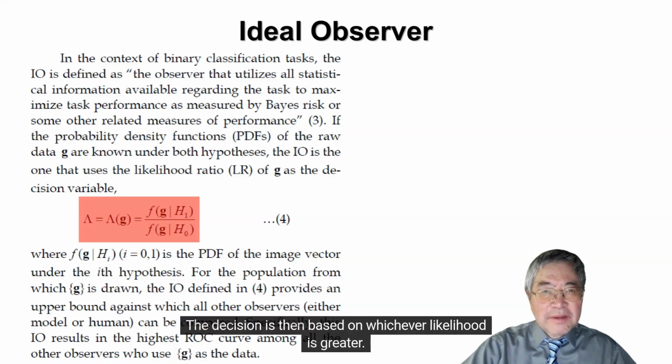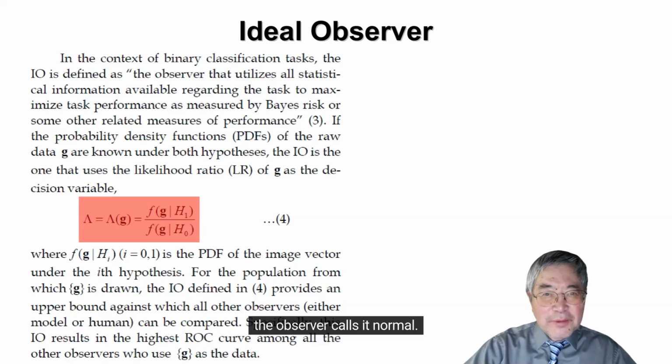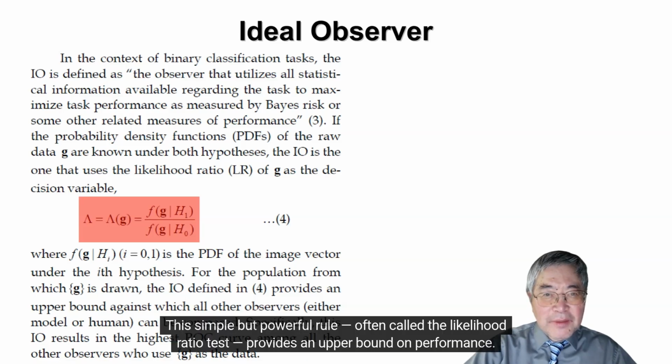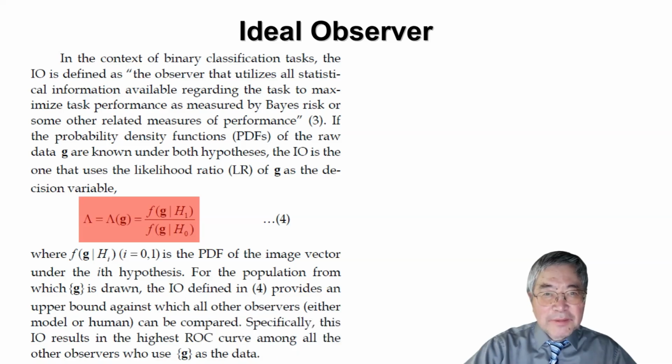The decision is then based on whichever likelihood is greater. If the abnormal case is more likely, the observer calls it abnormal. If the normal case is more likely, the observer calls it normal. This simple but powerful rule, often called the likelihood ratio test, provides an upper bound on performance. No other observer, whether it's another model or even an expert human reader, can systematically do better.